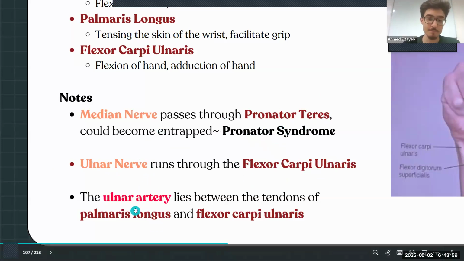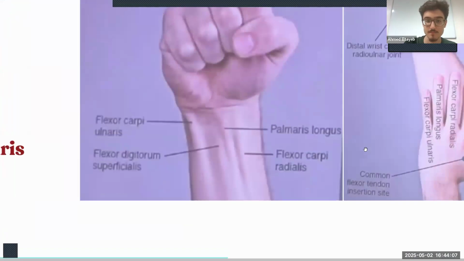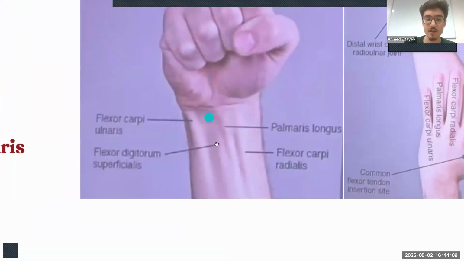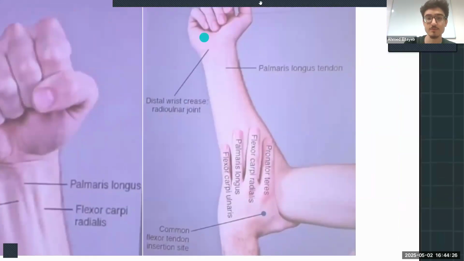And the ulnar artery will lie between the tendons of palmaris longus and flexor carpi ulnaris. If we look over here, this is our flexor carpi ulnaris, and this is palmaris longus. So our ulnar artery will be right over here. And the radial artery will course over here. I'm going to talk about it in a second. This is another image for your own reference.